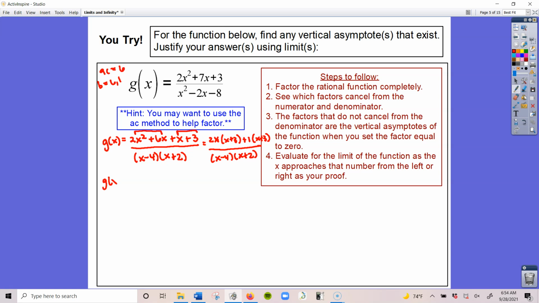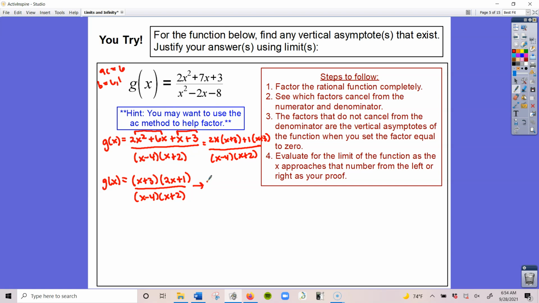Our final factored version of g of x is going to be, remember the factor that is the same, we're taking that out, which is x plus 3. And then what's left over is my second factor, which would be the 2x plus 1 over x minus 4, x plus 2. Now you'll notice that nothing canceled. So that means that both of these factors represent our vertical asymptotes.